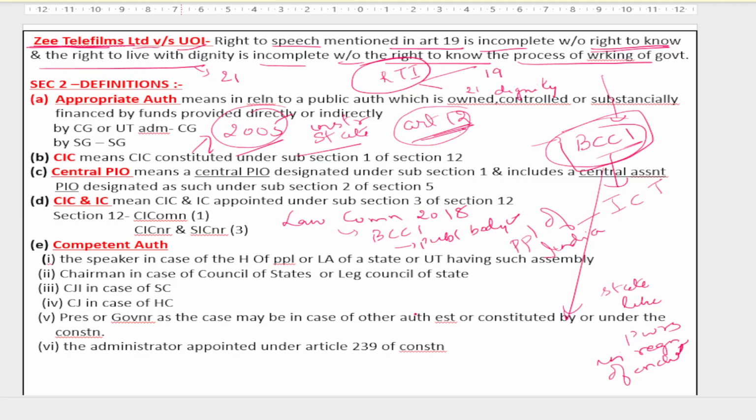Also, the Law Commission said that the BCCI virtually acts as a national sports federation. And the national sports federations in India are under the control of the Ministry of Youth Affairs and Sports. The Law Commission said that the Ministry should mention the BCCI in the list of national sports federations. And as soon as the Ministry lists the BCCI as a part of the list of the national sports federations, then BCCI will automatically come under the RTI Act.